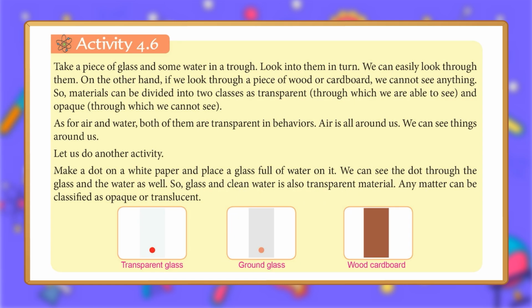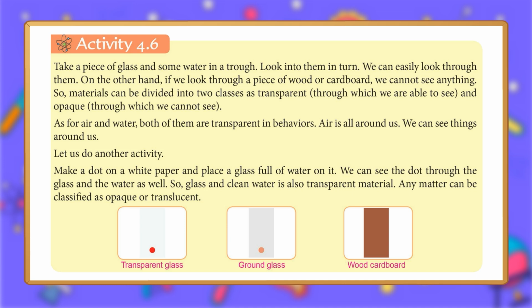Activity 4.6. Take a piece of glass and some water in a trough. Look into them in turn. We can easily look through them. On the other hand, if we look through a piece of wood or cardboard, we cannot see anything.